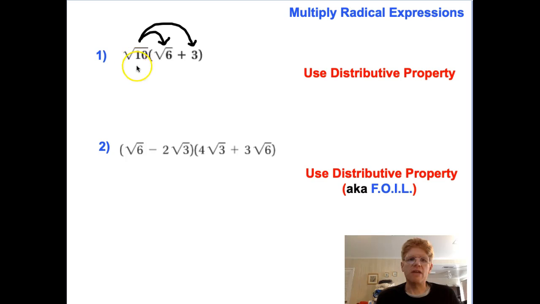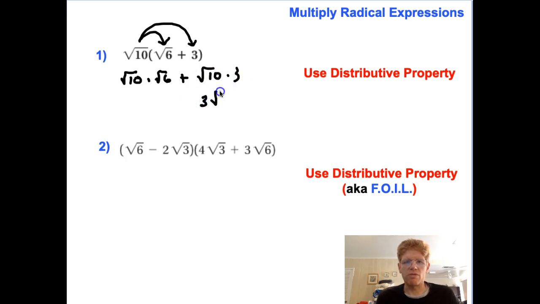We're going to combine square root of 10 times square root of 6 first, and then we're going to add square root of 10 times 3. And this one's pretty easy. That's going to leave us with 3 square root of 10. And the square root of 10 times the square root of 6, using our multiplication property of square roots, is going to give us the square root of 60.